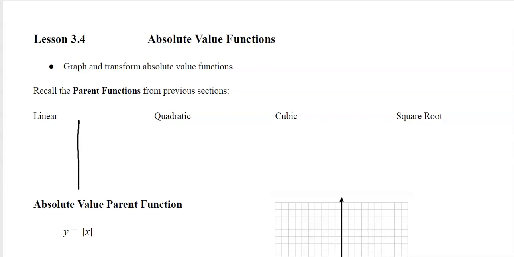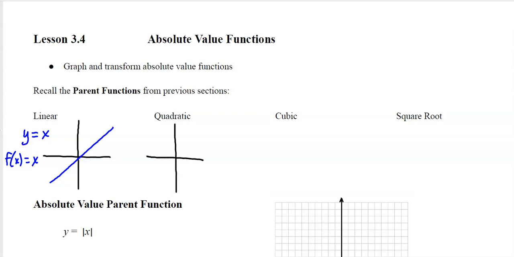So linear is where the parent function comes right through the origin, and the equation was y equals x, or f of x equals x. Either way, quadratic, that one looked like this. It was a parabola, comes right down, again through the origin, and that one is y equals x squared, or a power of 2. Linear, remember, is the power of 1.